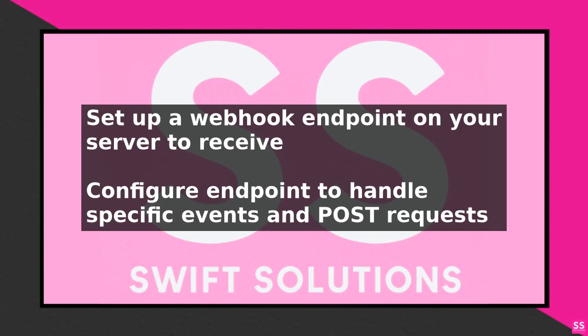Step 2 is to configure Authorize.Net to send webhooks to your endpoint. You can do this by logging into your Authorize.Net account and navigating to the Webhooks section. Here you will enter the URL of your endpoint and select the events you want to receive notifications for.